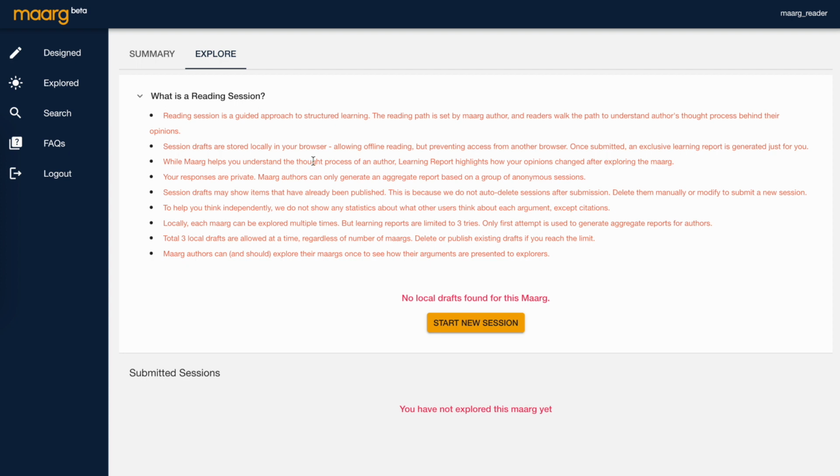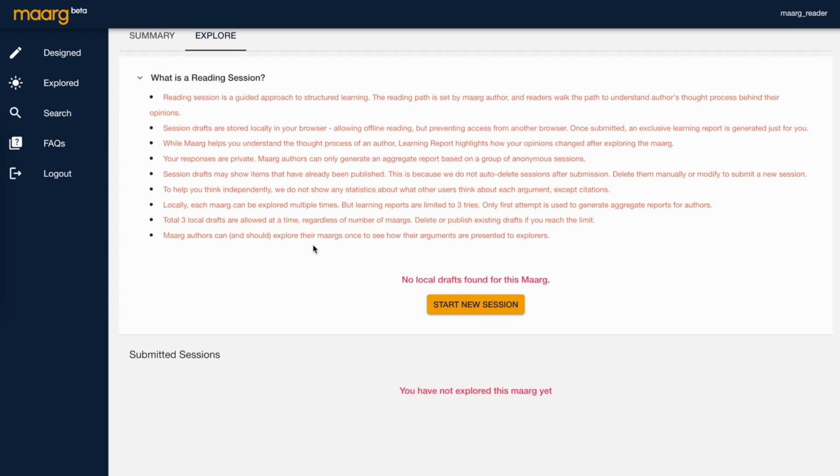A reading session is a guided tour of the map of arguments laid out by the author. Once you start, you can continue offline. In the end, you can generate a learning report to see how this mark changed your opinions. You can explore each mark multiple times, but we offer learning reports for the first three tries only. So let us start by reading the mark.